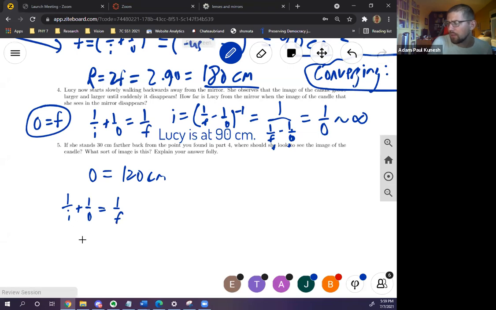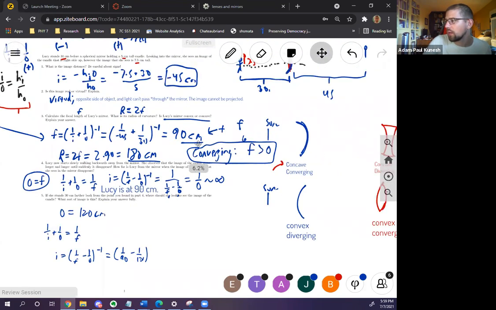So this is going to give me an image distance, which is 1 over f minus 1 over o, to the negative 1. The focal length is again just 90. The object distance is 120. That's again her distance relative to the lens.